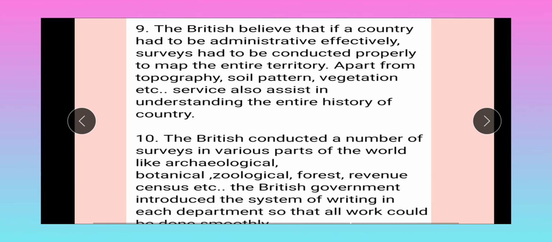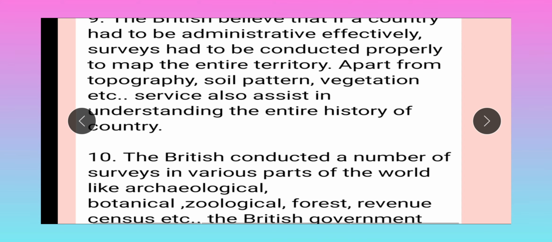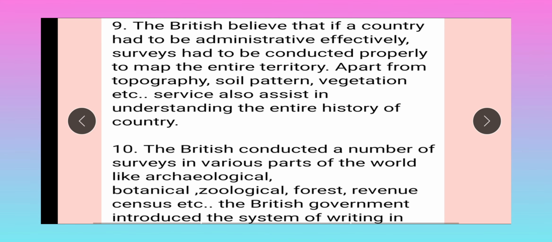Now ninth one, the British believed that if a country had to be administered effectively, surveys had to be conducted properly to map the entire territory, apart from topography, soil pattern, vegetation, etc. Here a printing mistake is there. It is not service, it is surveys. Surveys also assist in understanding the entire history of a country.